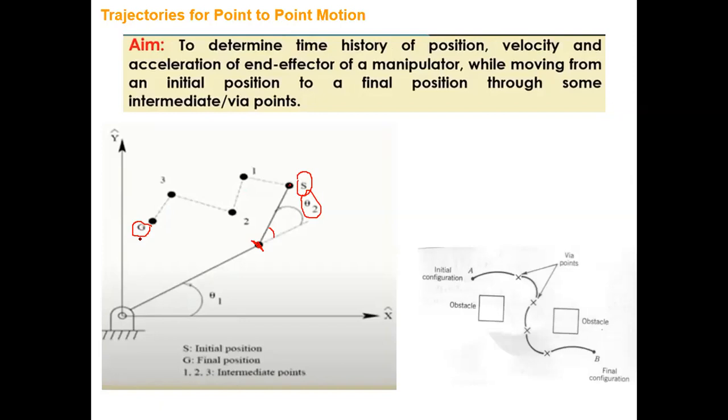When the robot does so, it has to go through some via points. Those are the via points, 1, 2, 3. You want the robot to go through those points because there could be some kind of obstacles in between. To avoid the obstacles, you don't want your robot to go randomly from S to G. You want the robot to follow some path. That's what we'll be doing.